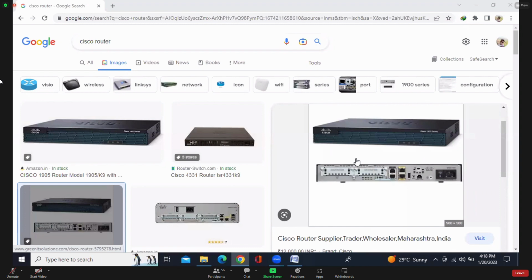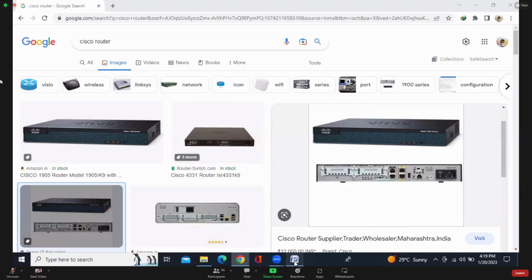Then just like we have a computer, the same way we have a device called router. How the computer works, the same way the router device works. We don't have a keyboard, we don't have a monitor. Computer and router are both similar devices. Got it?